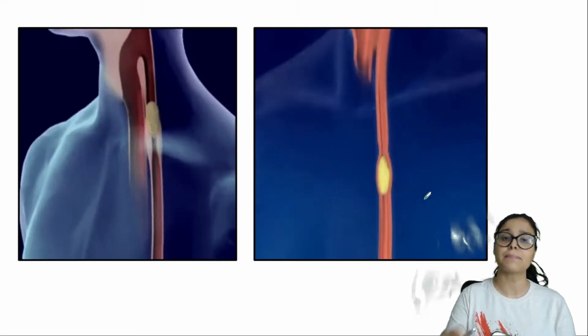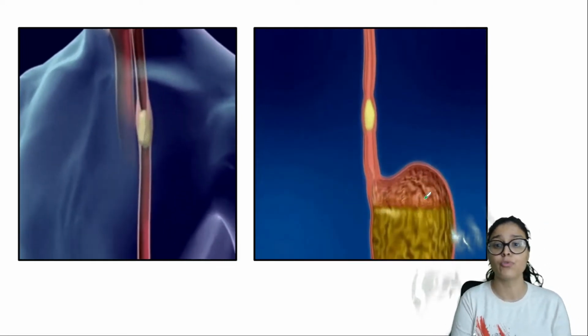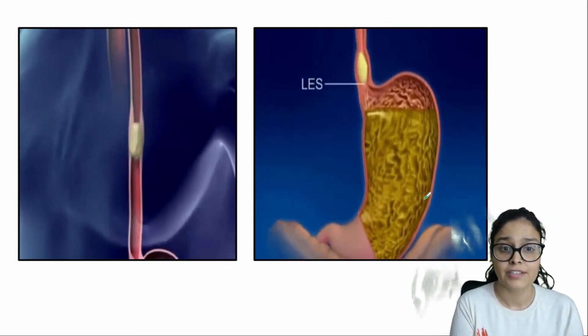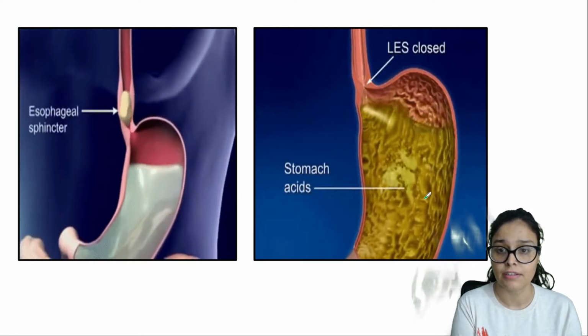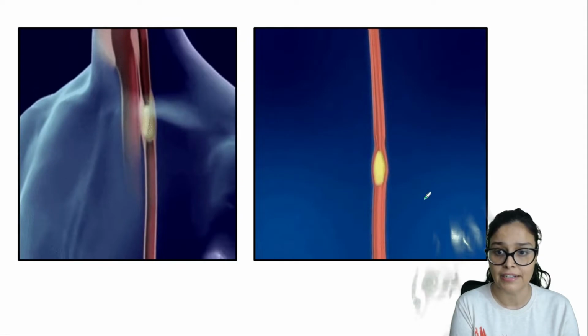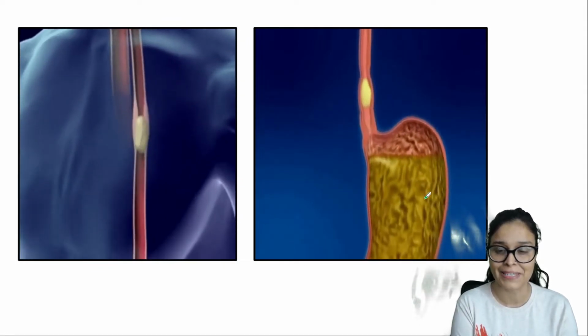So a sphincter is a special type of muscle, and this way food enters through esophageal contraction, right? So this is esophageal peristaltic movement. You can see the GIF, right? Amazing GIF.